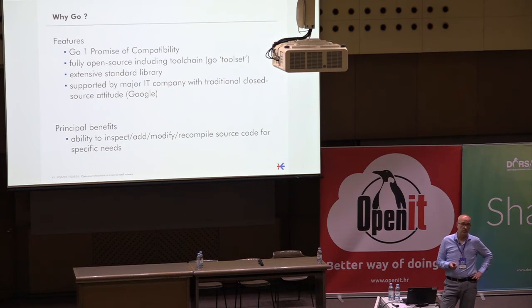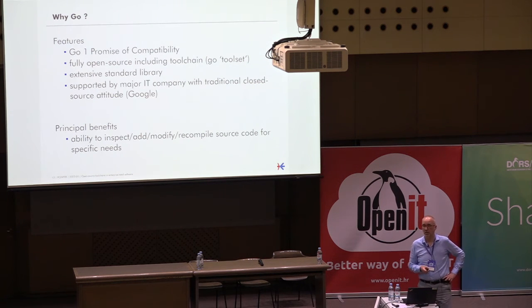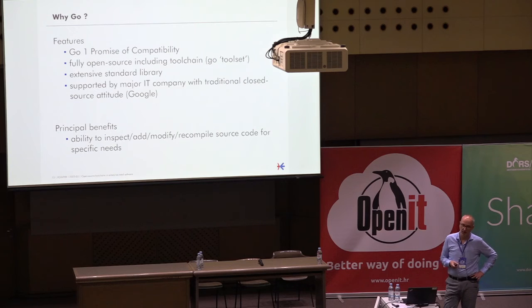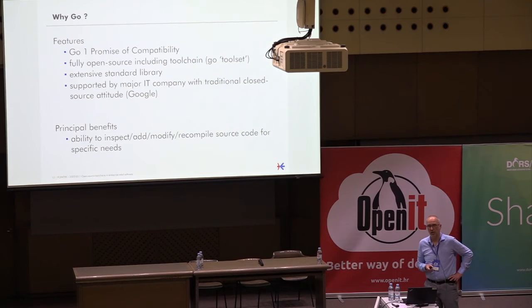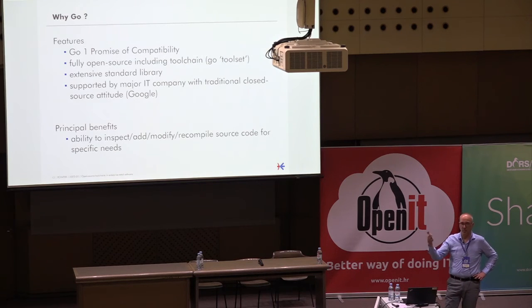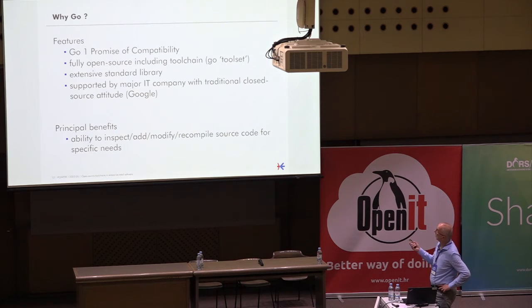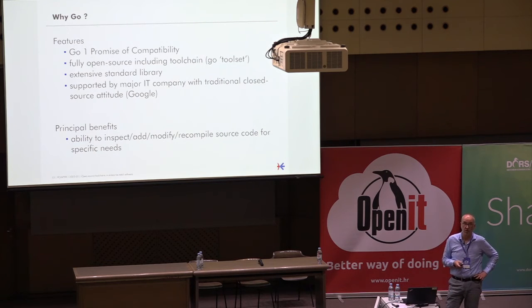Why Go? All of you that use Go may recognize this. We liked very much the idea that Go has as a de facto standard something that is referred to as a promise of compatibility. In other words, we selected this programming language in order to have the benefit of relying upon a long-term support on behalf of the major IT company that supports this language, which, as we all know, is really a traditionally closed source company. Obviously, in this case, it's Google.